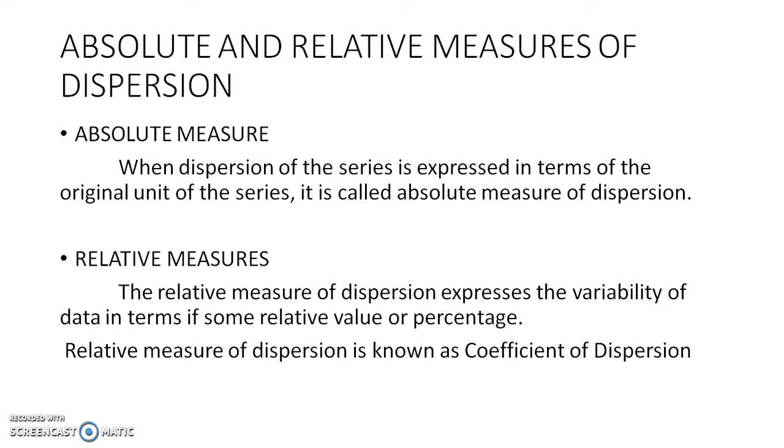The relative measure of dispersion expresses the variability of data in terms of some relative value or percentage. For example, if we say 26% of the people in India are below the poverty line, that means we are referring to the relative variability of data. This measure of dispersion is used when we study two or more series simultaneously. Relative measure of dispersion is known as coefficient of dispersion.